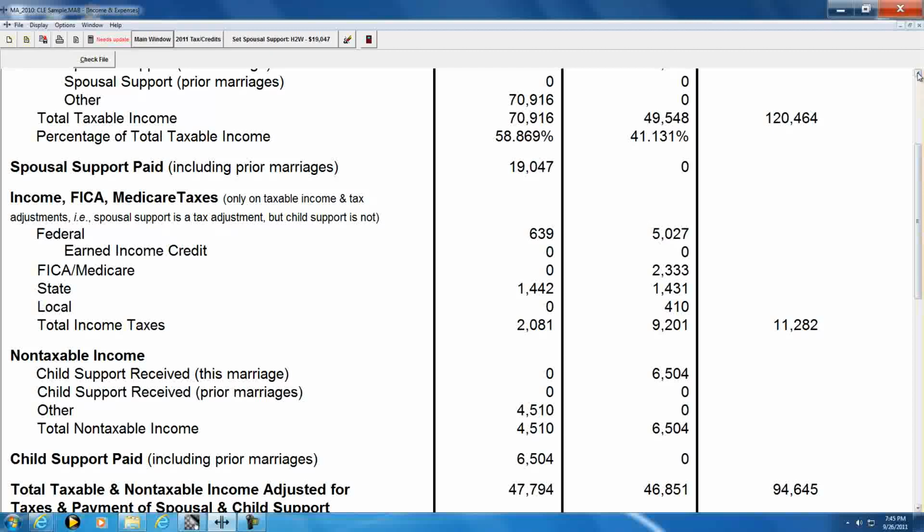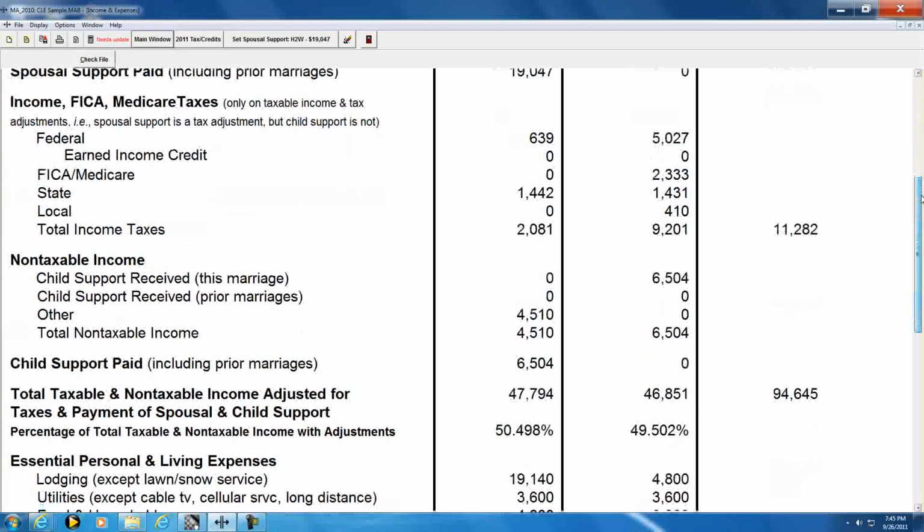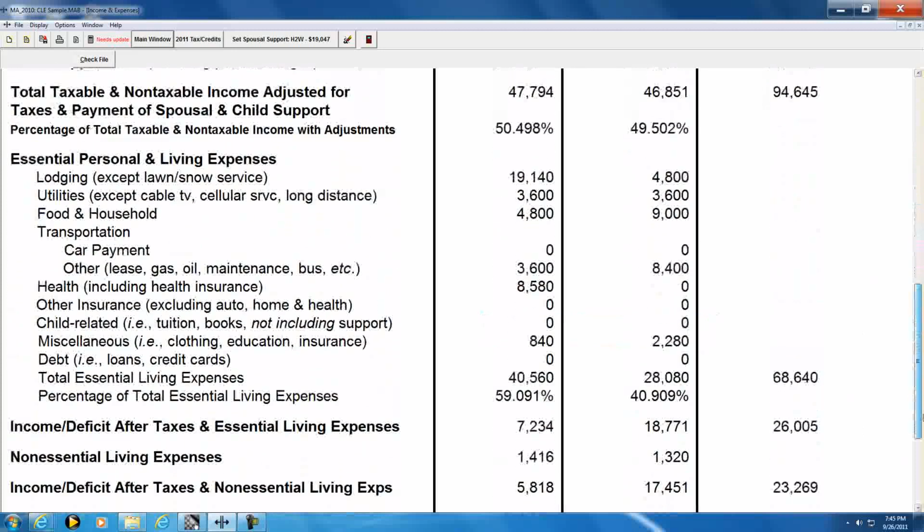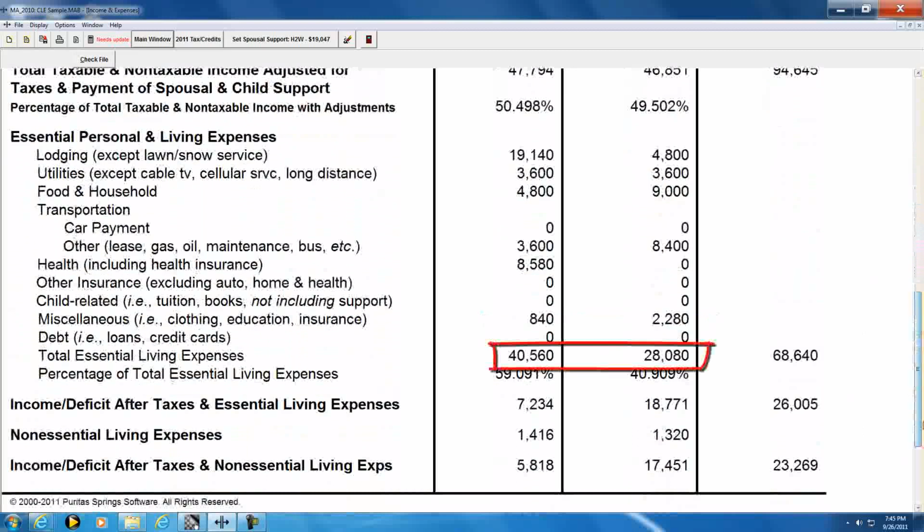By looking at the percentage figures below that line, we see that their resulting incomes adjusted for taxes and the payment of spousal and child support is nearly equal, less than 1% difference when compared to their combined incomes. That's the income equalization line. Now the next section below that deals with personal living expenses. The husband's total $40,000 and the wife's about $28,000.